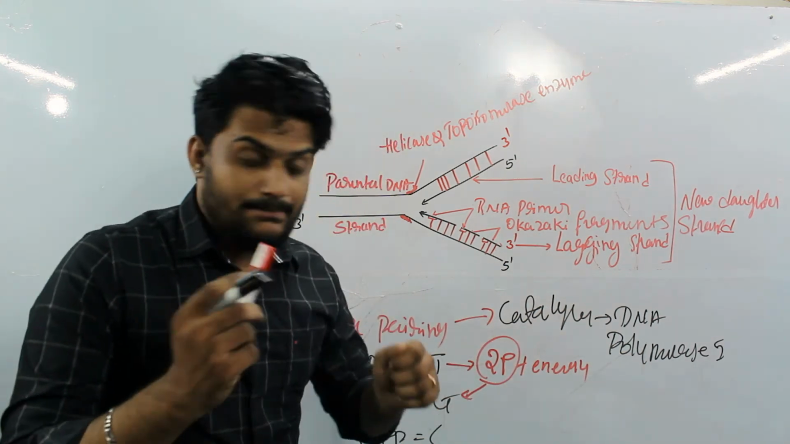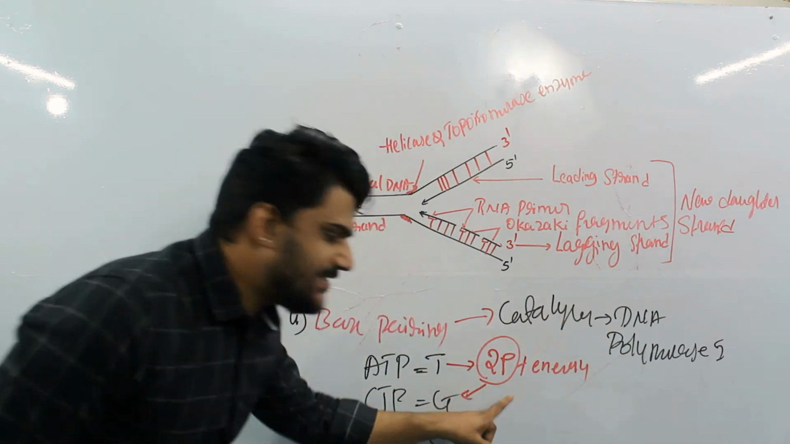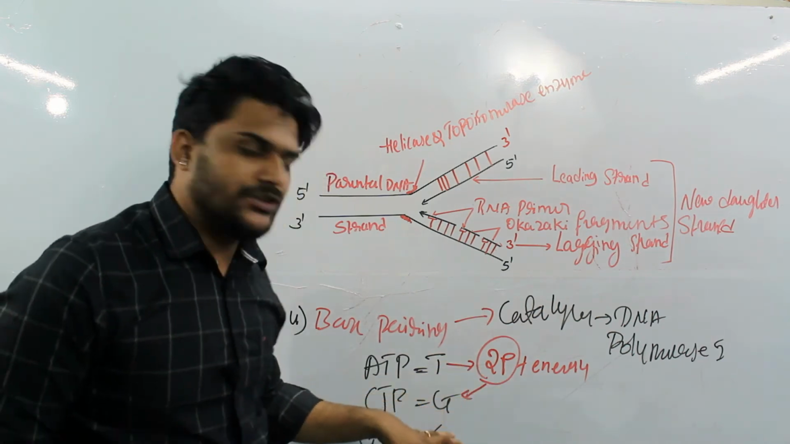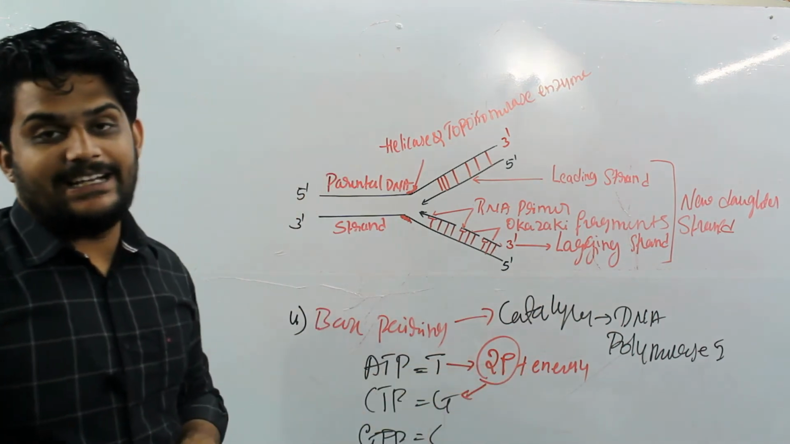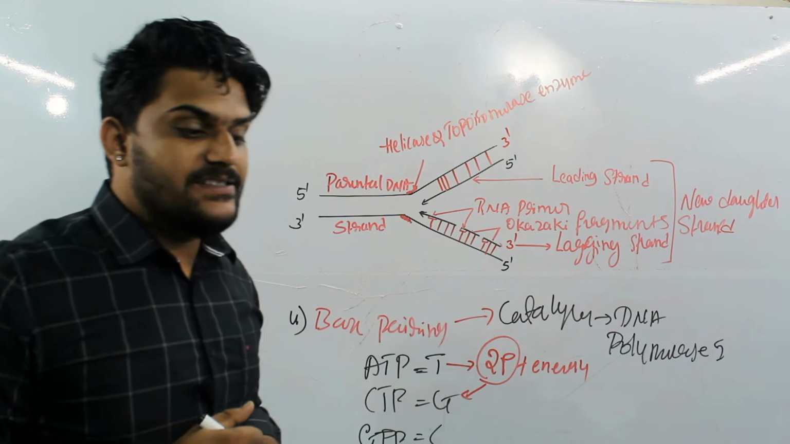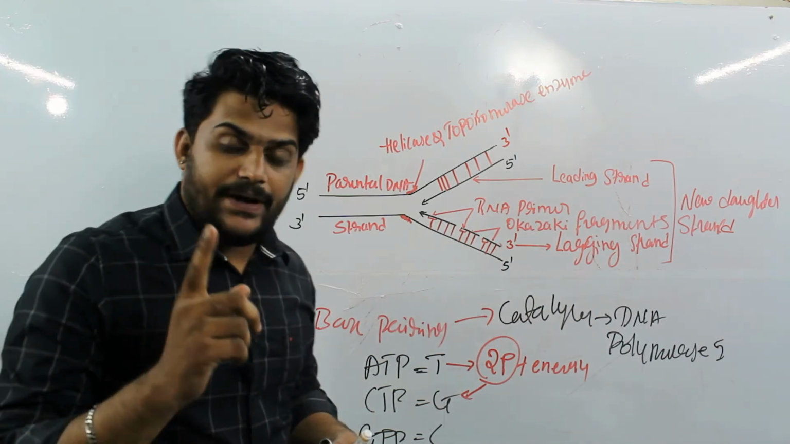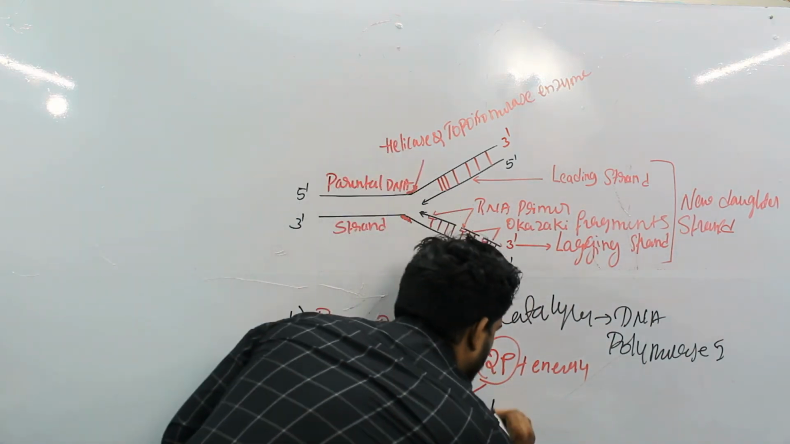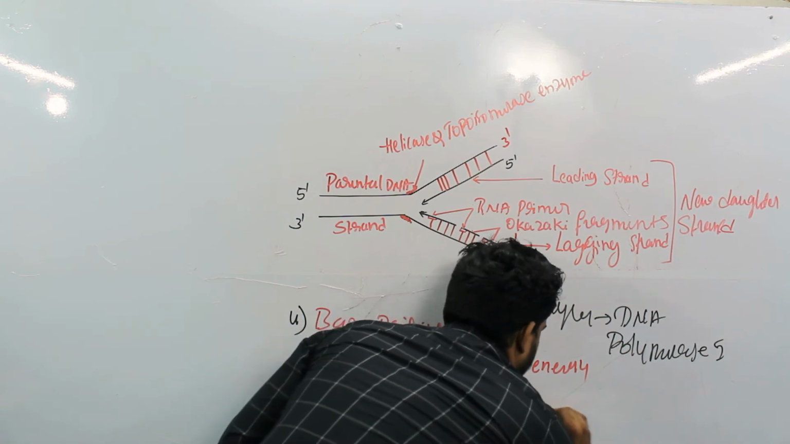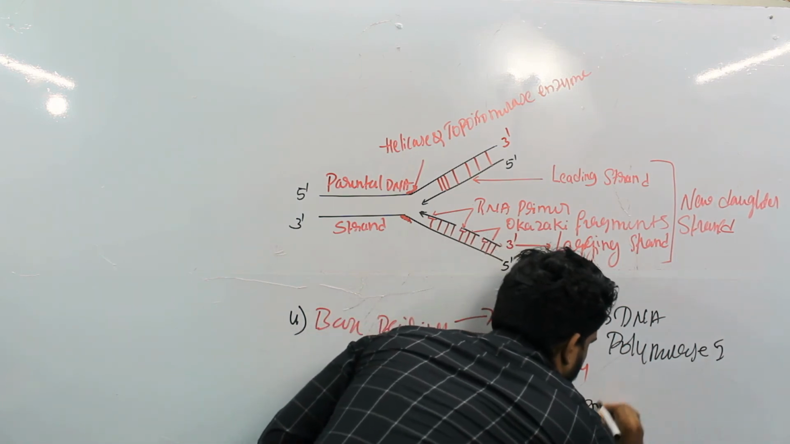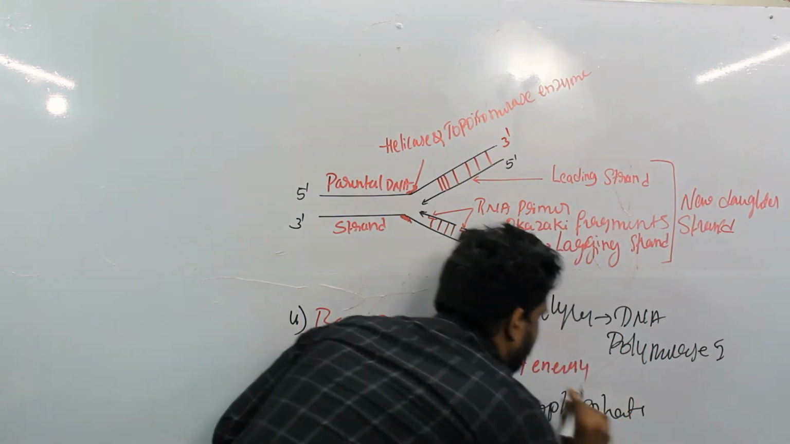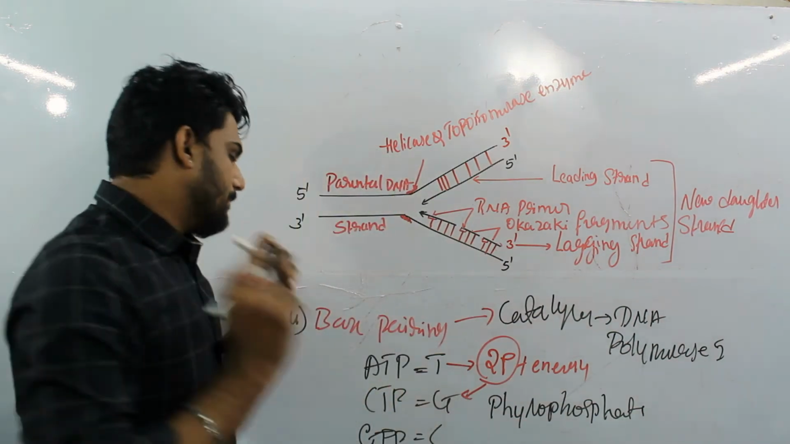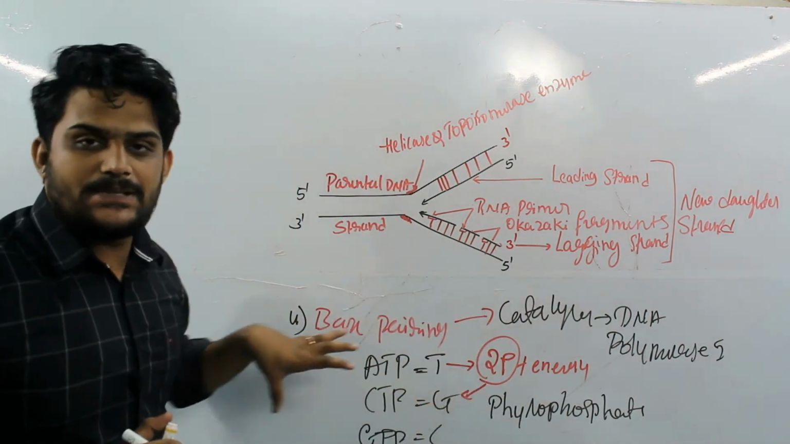But one thing is very important. Here you can see the 2-phosphate energy and the binding process, right? This is catalyzed by another enzyme known as pyrophosphatase. So this is about the base pairing.